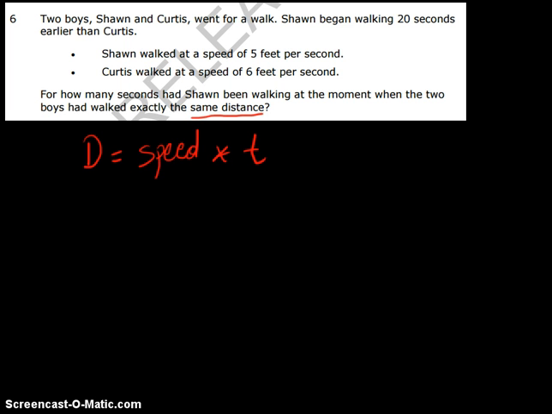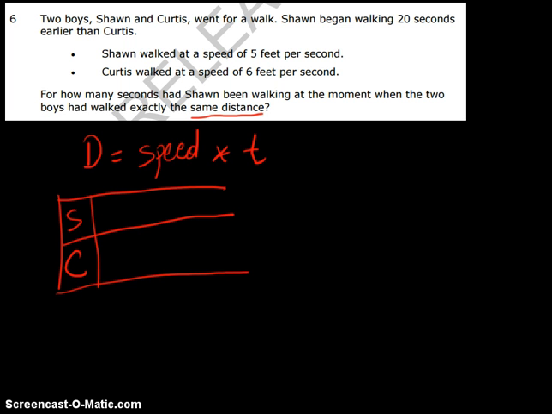So in this case, let's go ahead and create a little table that demonstrates these two scenarios. The first one would be S for Sean and C for Curtis. Based on this, we know that speed goes here in the first column, and then time goes in the second one, and then distance is going to be in the third one. I'm going to call it D.